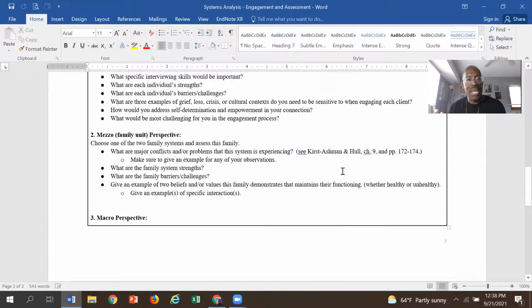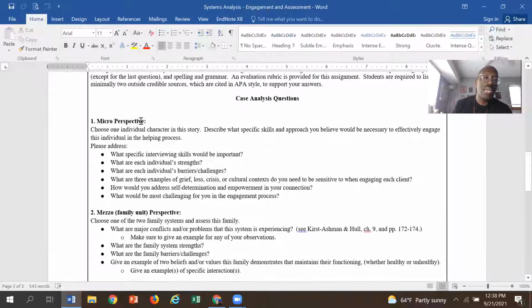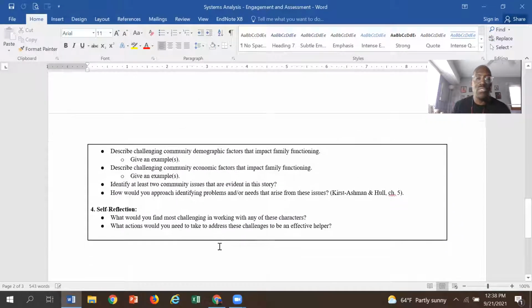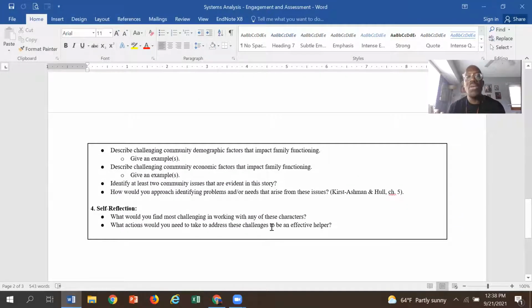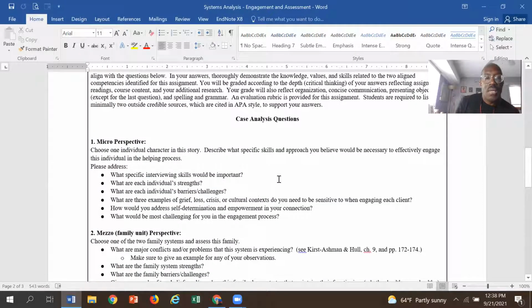It's going to be answering these questions. A lot of times, I would suggest that you utilize the micro, meso, macro, and self-reflection as your subheadings in your paper and answer the questions underneath. Actually, if you want to, and it might be easier because there are so many questions under each section, simply put that question in your paper and then answer it.